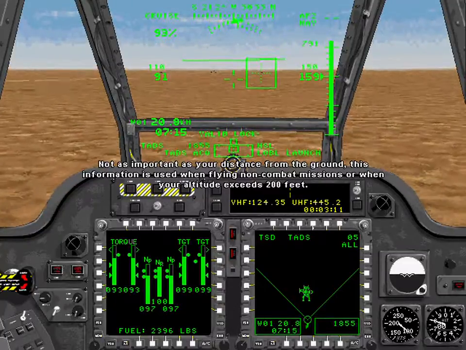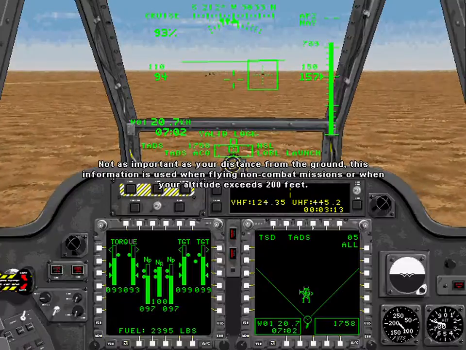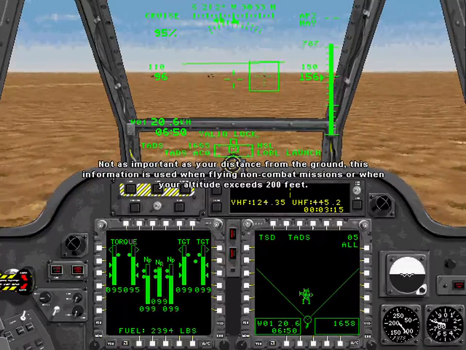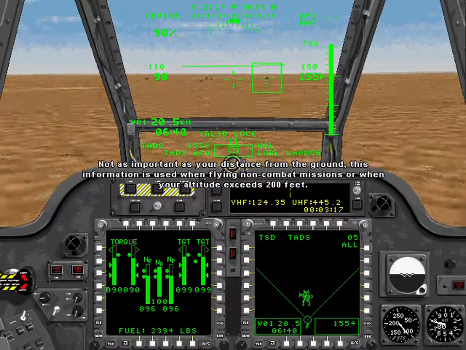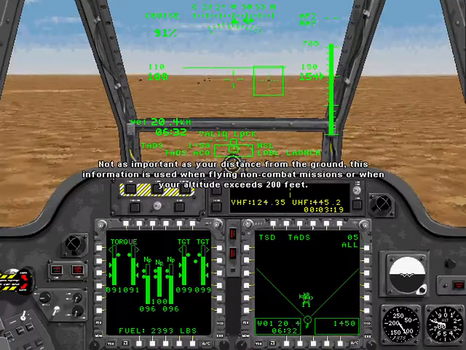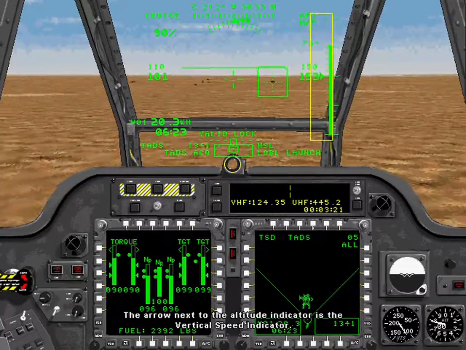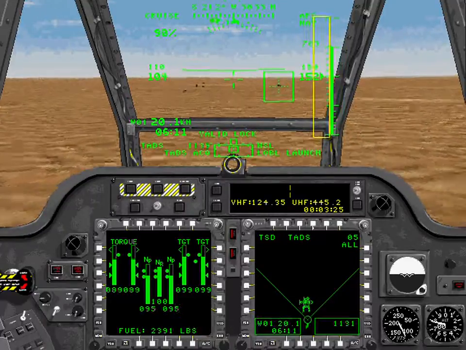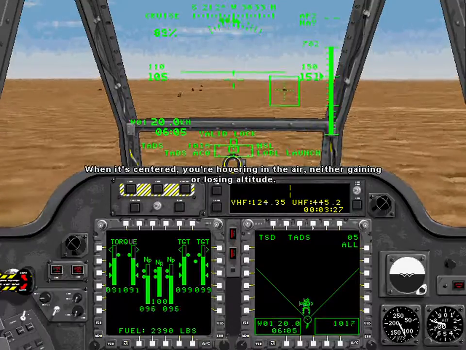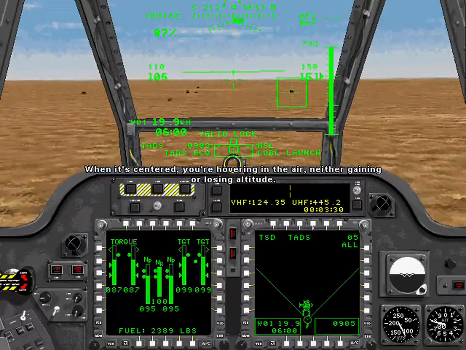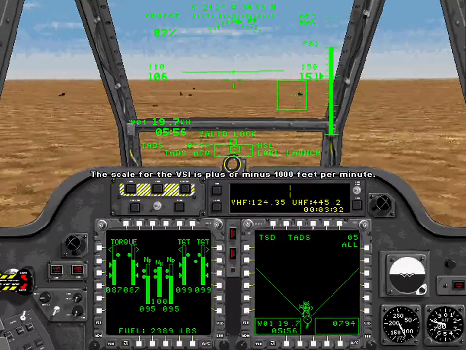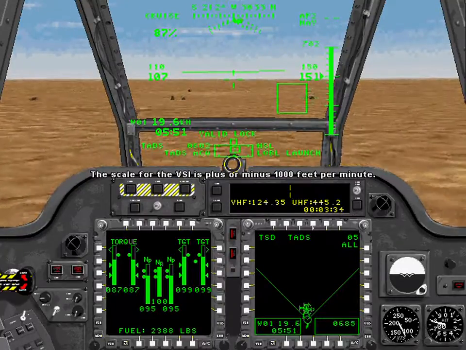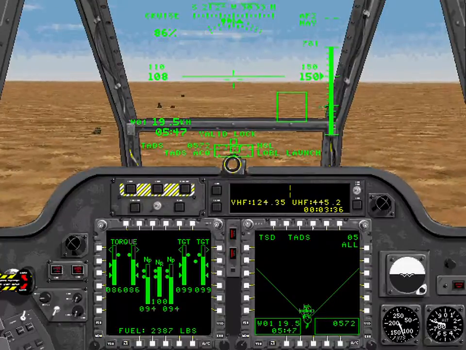This is your real altitude above sea level. Not as important as your distance from the ground, this information is used when flying non-combat missions or when your altitude exceeds 200 feet. The arrow next to the altitude indicator is the vertical speed indicator. When it's centered, you're hovering in the air, neither gaining or losing altitude. The scale for the VSI is plus or minus 1,000 feet per minute.